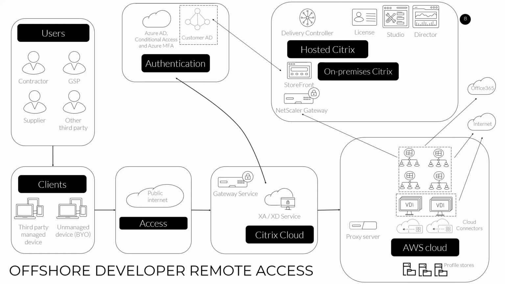There's a quick diagram here of how it was set up to work. We've got the users on the left-hand side, connecting via public internet from their clients, even unmanaged devices, hitting the Citrix Gateway service. At that point, authentication is done with Azure AD and Azure MFA, which was also linked into the customer AD. So we already ticked the boxes for MFA and things like that.